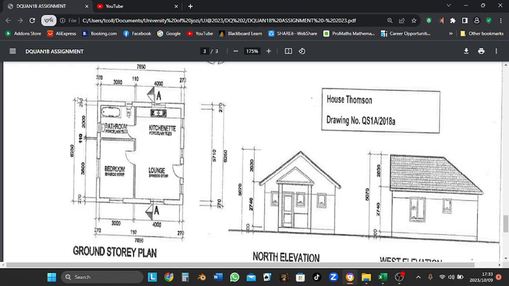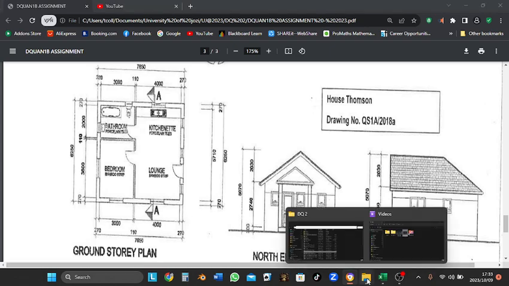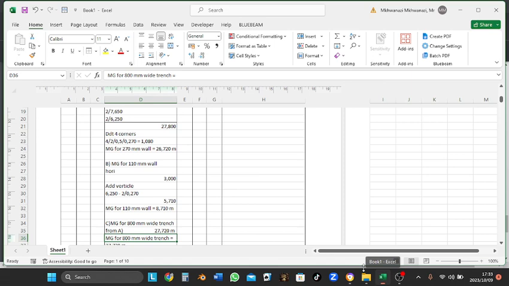I can just take the total length here, minus 270, or I can take 3.8 meters plus 0.011 meters plus 2 meters to get that length. But I prefer taking this one. I'm subtracting the two 270s. Let's check here what I did. Since now we're on B, we're calculating the mean gate for the 110 millimeters wall.